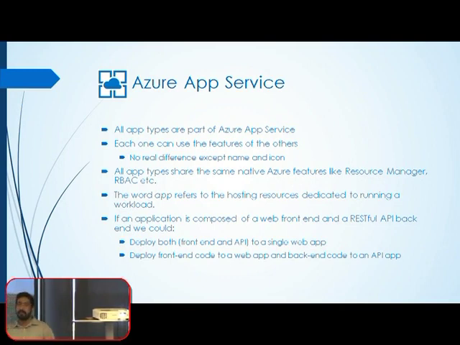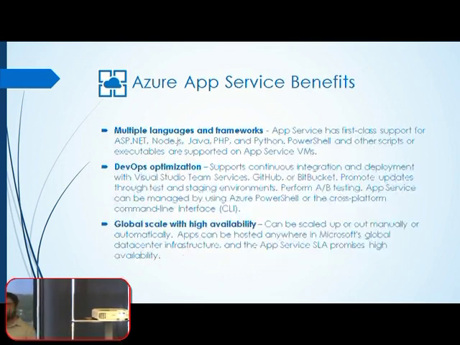When we say app, it refers to the hosting resources that are dedicated to run a particular workload. So what that means is, when we say a web app, it doesn't necessarily mean that we are going to host web pages in it. It's just a reference. Otherwise, the word app refers to the under-the-hood compute resources that are going to run our workload. So if we have an application which is composed of front-end and RESTful APIs, then we can deploy both to a single web app, or we can have one web app and one API app.